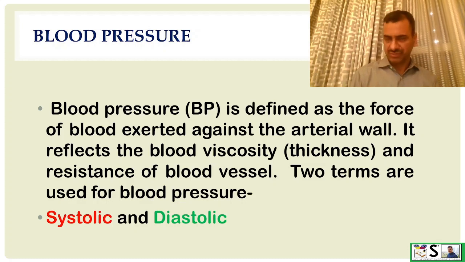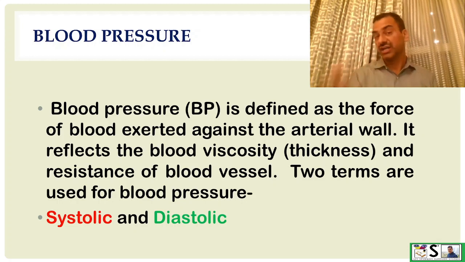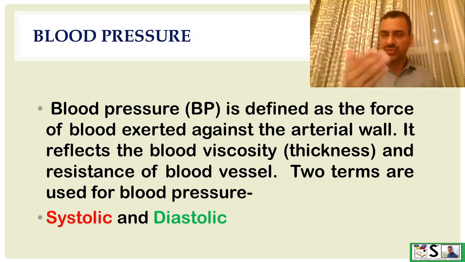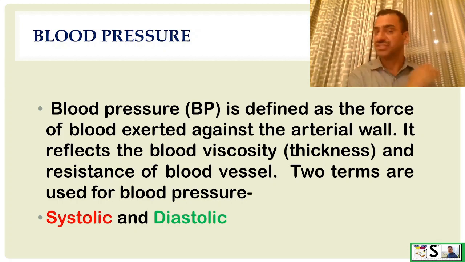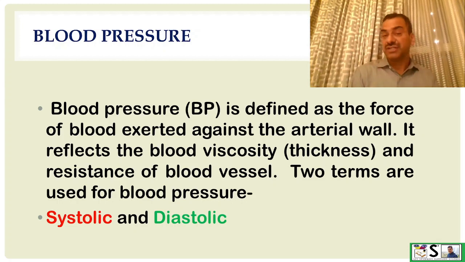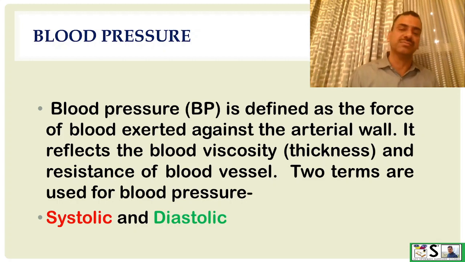What is blood pressure? Before understanding hypertension, we should know what blood pressure is. Blood pressure is defined as the force that the blood exerts against the vessel's wall, meaning artery or vein. These are known as blood vessels. So the pressure against the wall of these blood vessels, artery or vein, is known as blood pressure. This pressure depends on the viscosity or thickness of the blood as well as the diameter or sensibility of the blood vessels.